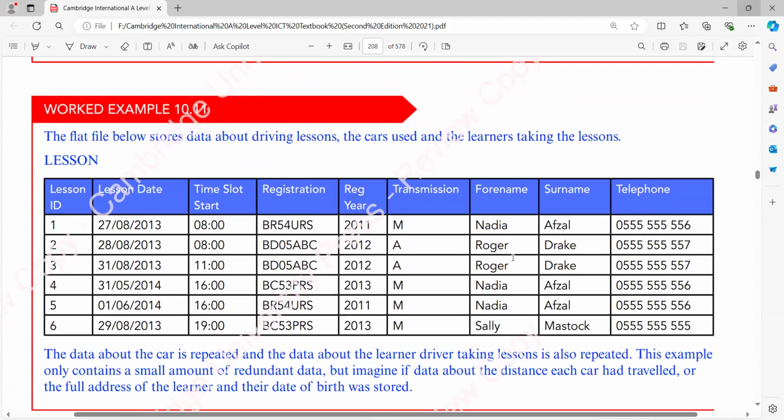The flat file below stores data about driving licenses, the cars used, and the learners taking the lessons. You have their lesson ID, but you can see that the data about the car is being repeated, and the data about the learner taking the lessons is also repeated. This means it only contains a small amount of redundant data, but imagine if it is a lot of data, it would definitely create trouble for managing that.